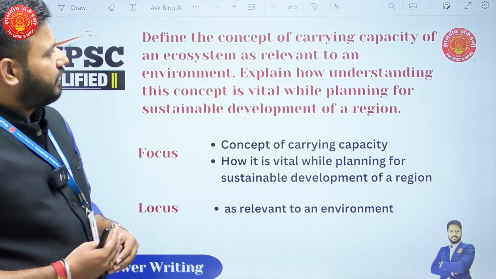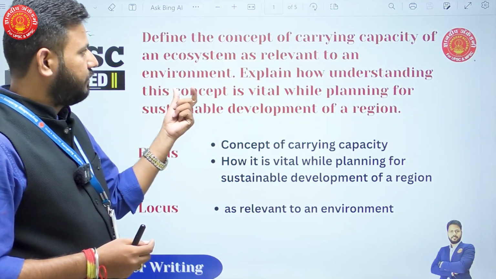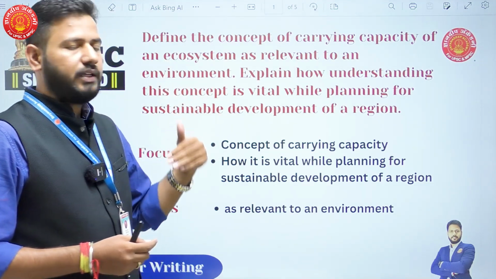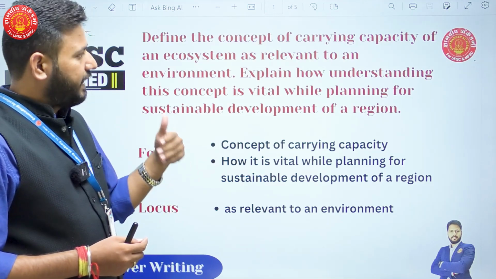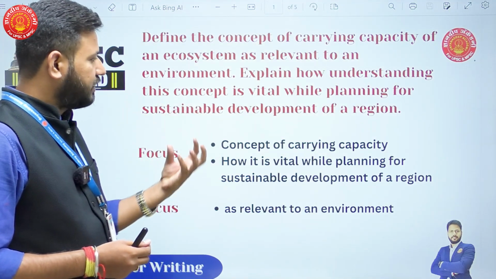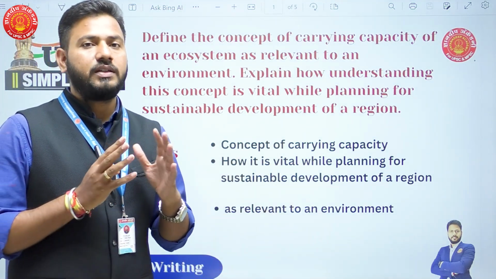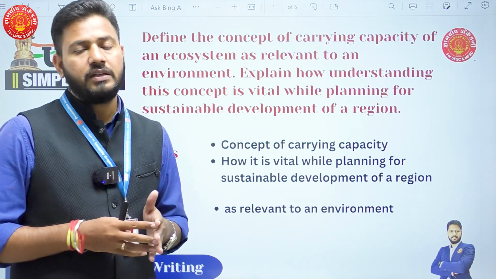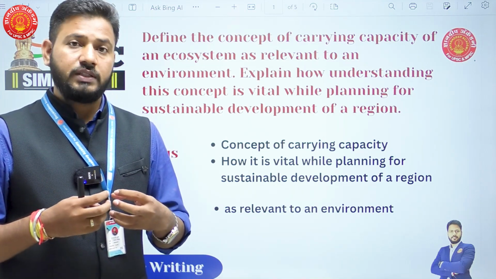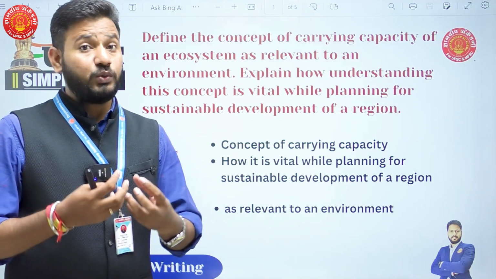The question is, define the concept of carrying capacity of an ecosystem as relevant to an environment. Explain how understanding this concept is vital while planning for sustainable development of a region. Now, I said this question is different, and it is different for a reason that here you are supposed to apply the knowledge that you have, because these are two different concepts.